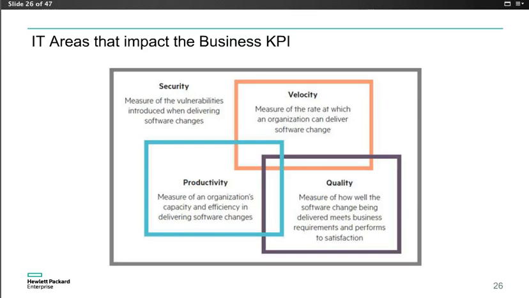are really influenced by each other. Therefore, when you focus just on velocity, you can miss some troubles in the quality. Or the same, when you focus just on productivity, you can leave behind the security aspect of your software delivery.